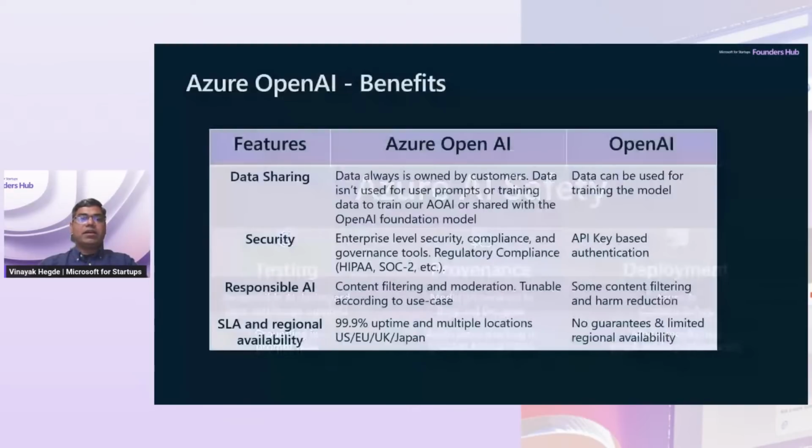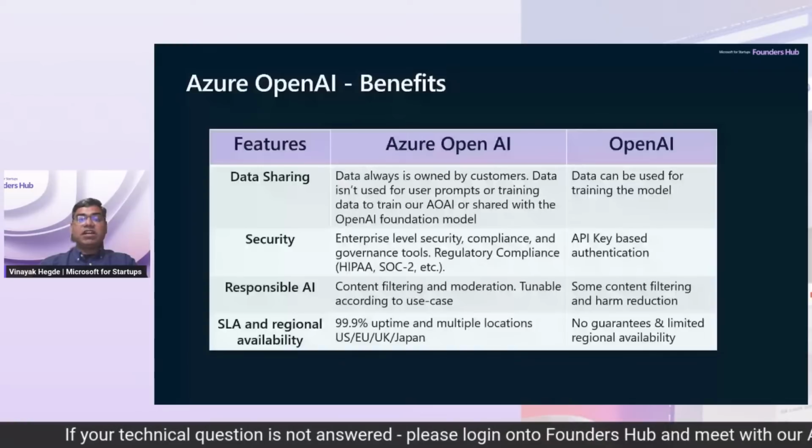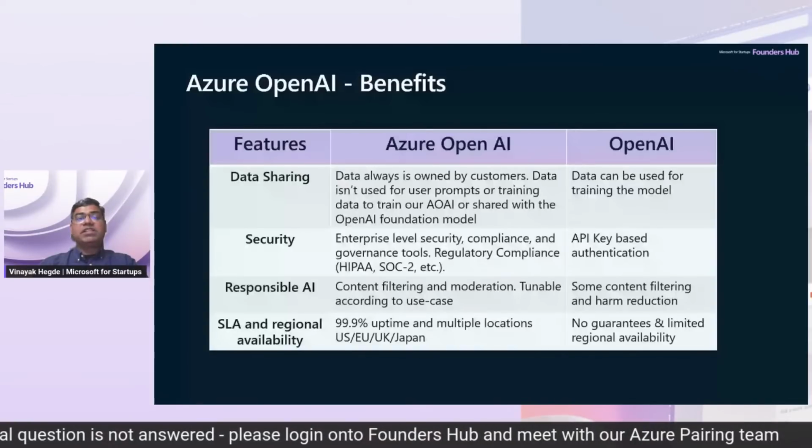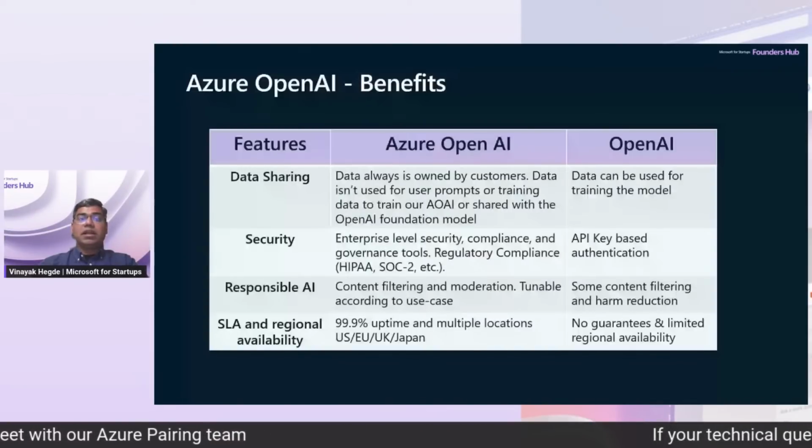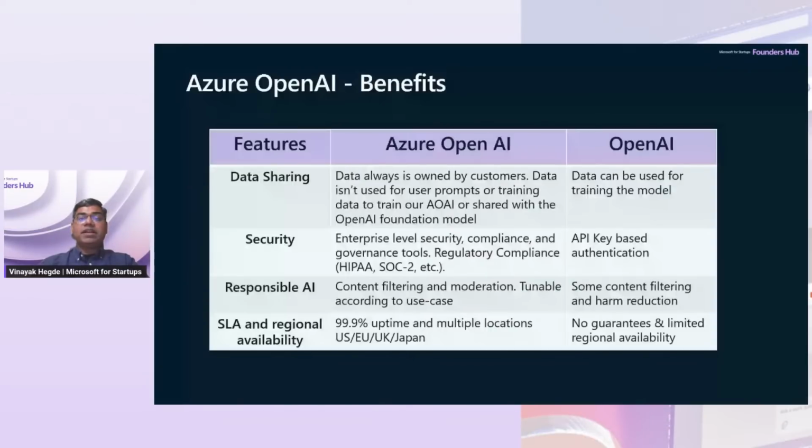So with Azure OpenAI, there are several benefits. If you look at the grid that I have on data sharing, OpenAI says that data can be used for training the model, and until I think March 1st, 2023, they could use the data for training their own model. Now it is a little bit more opt-in, but Azure OpenAI explicitly says that data is always owned by customers. When I say data, it also includes the prompts, or the data that you use for fine-tuning your own specific model. So all of the data that you bring to Azure will be yours and your customers', and it will never be used by Microsoft.